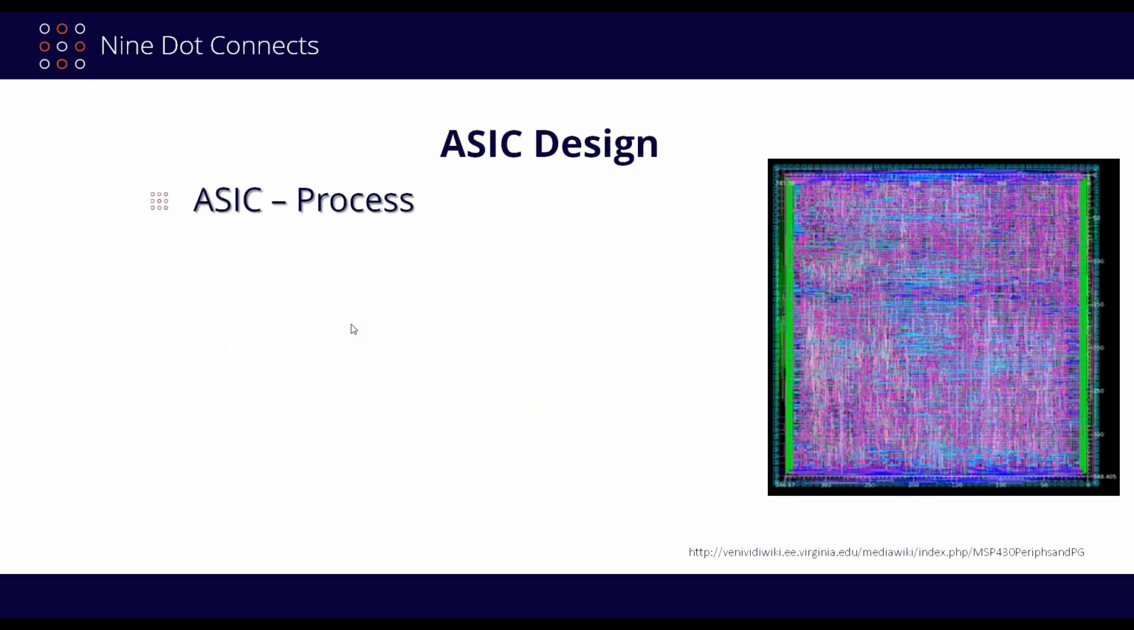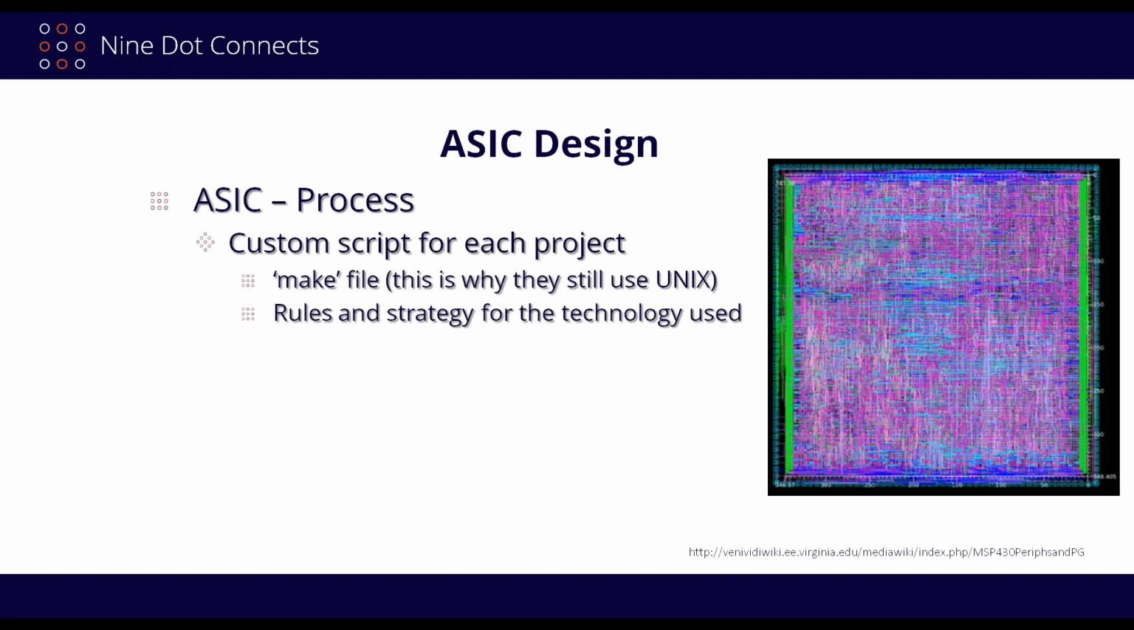So what is the process? Okay, and what you're going to see is this process is very similar to what we would use, and I'll go through our process just after I review this one here. First and foremost, in the ASIC process, they have to write a script for each of the projects. This is why they still use Unix, and they use a command in Unix called the makefile. And what's interesting about some of these commands like the make command in Unix is that they write entire books on this one command.